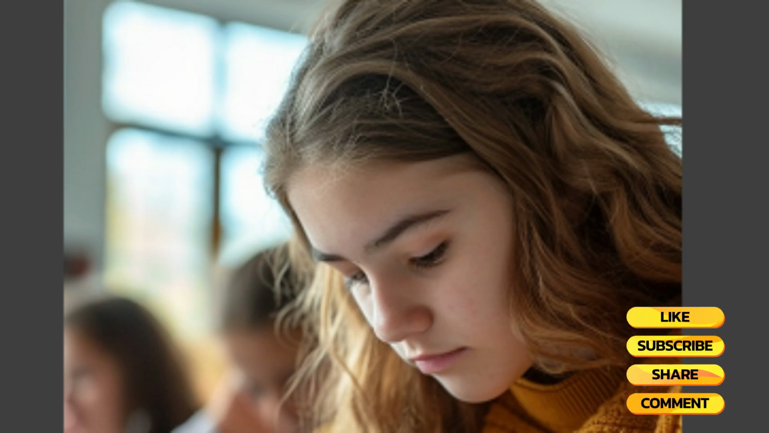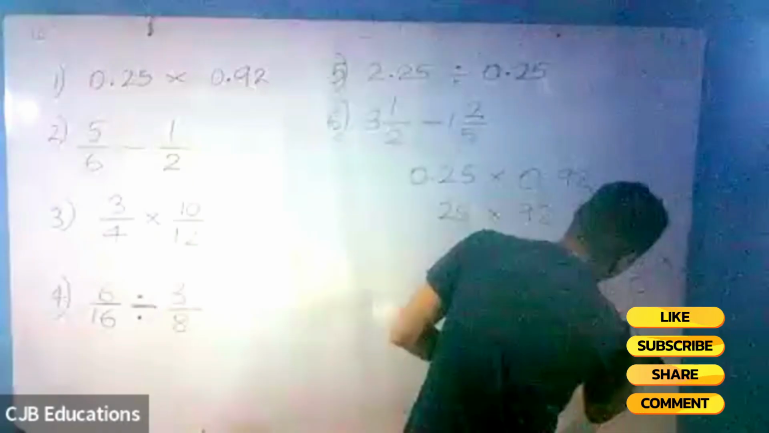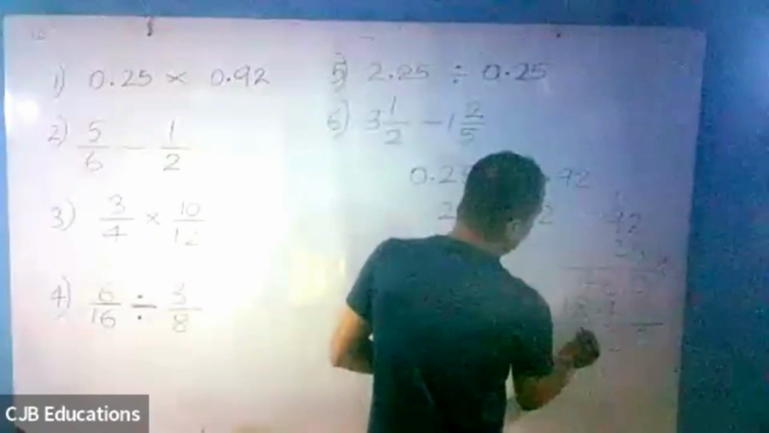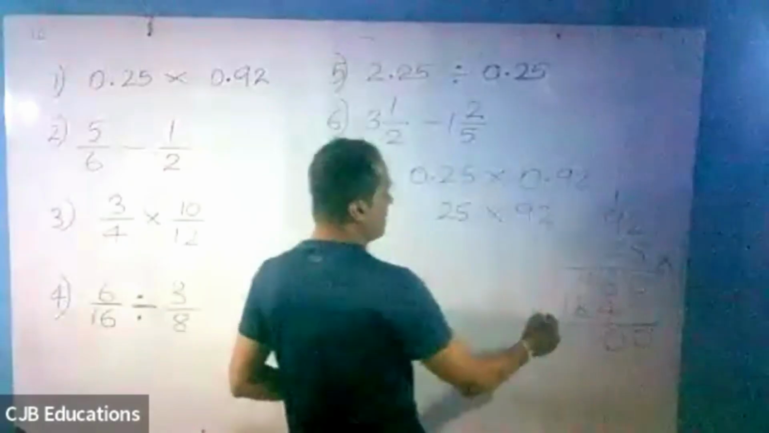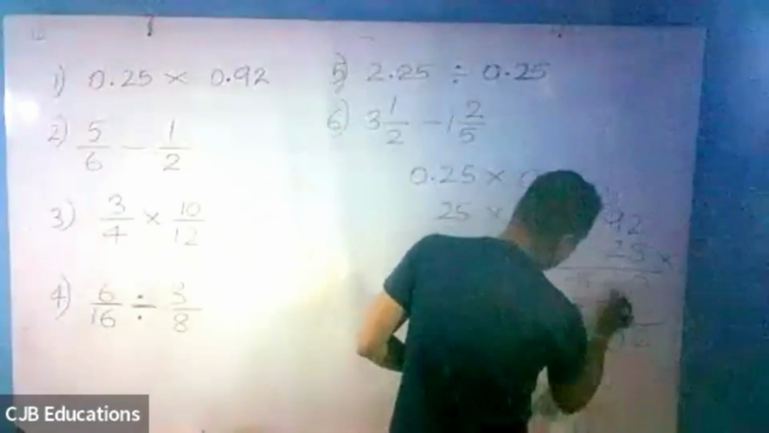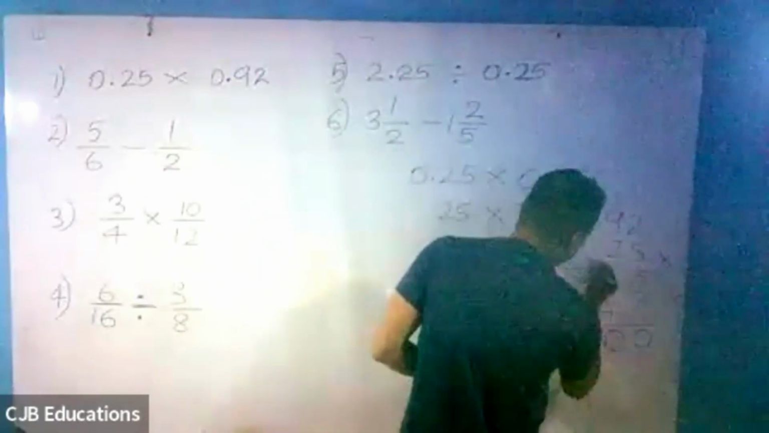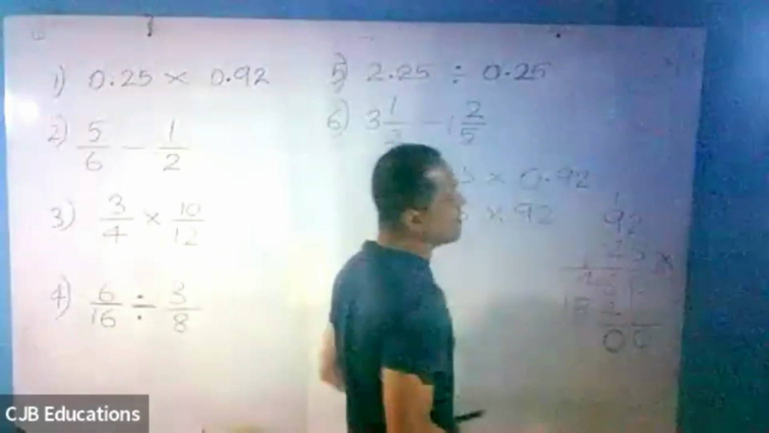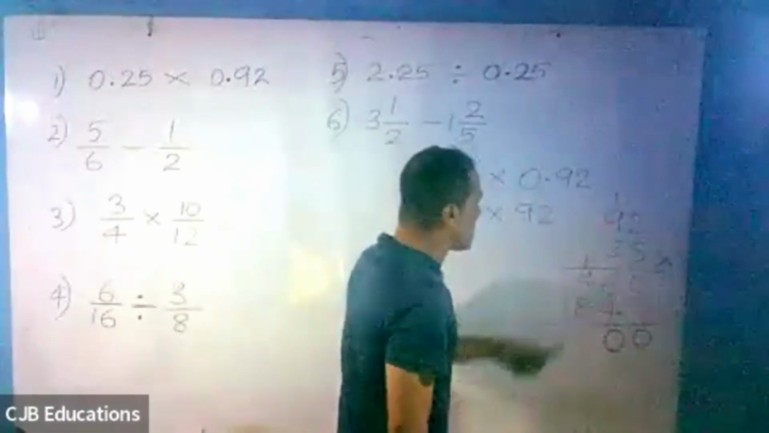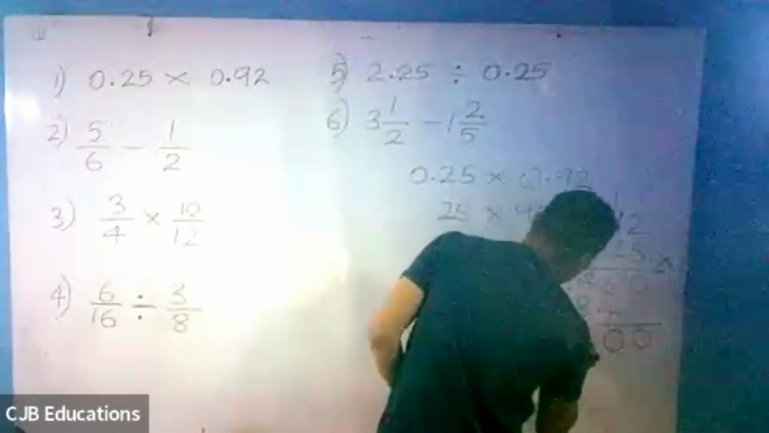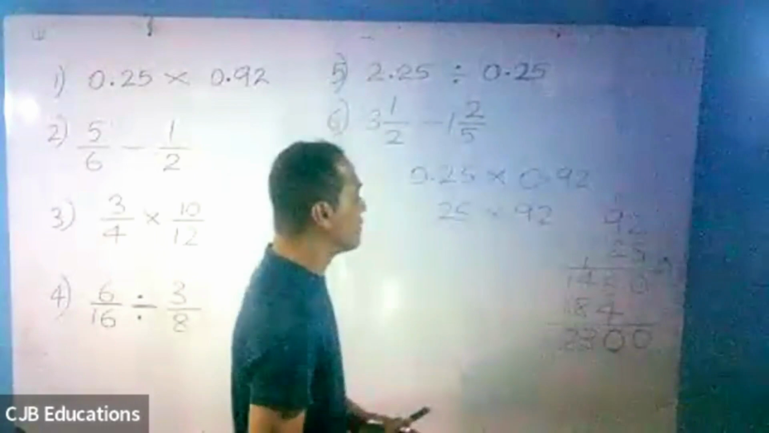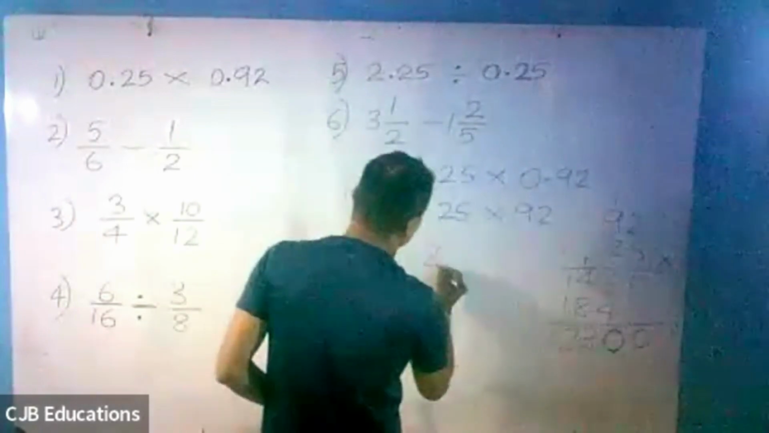Now we add the bottom: here becomes 0, here becomes 0, and here 6 plus 4 is 10, then 0 put there, 1 remains here. 1 plus 4 is 5, 5 plus 8 is 13, 3 put there, 1 remains here. 1 plus 1 is 2. Then 2300 became.